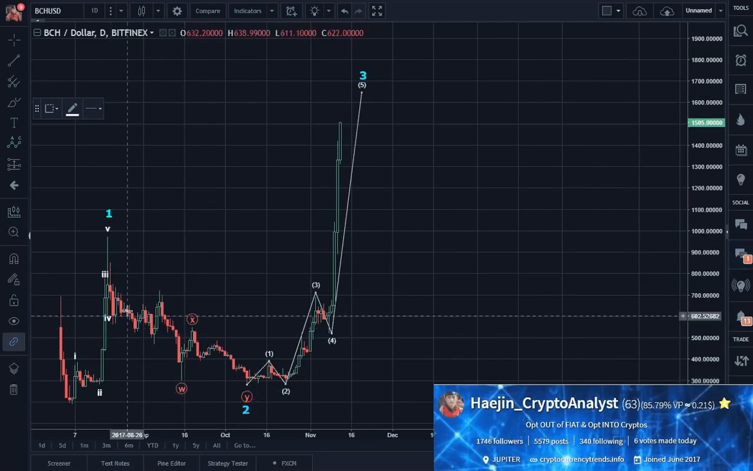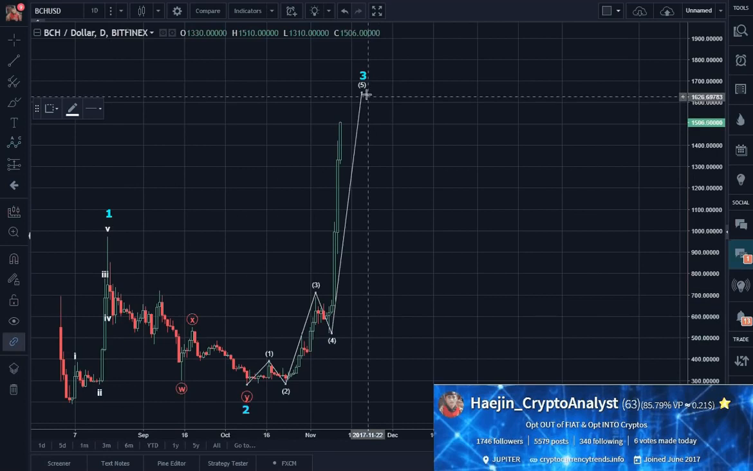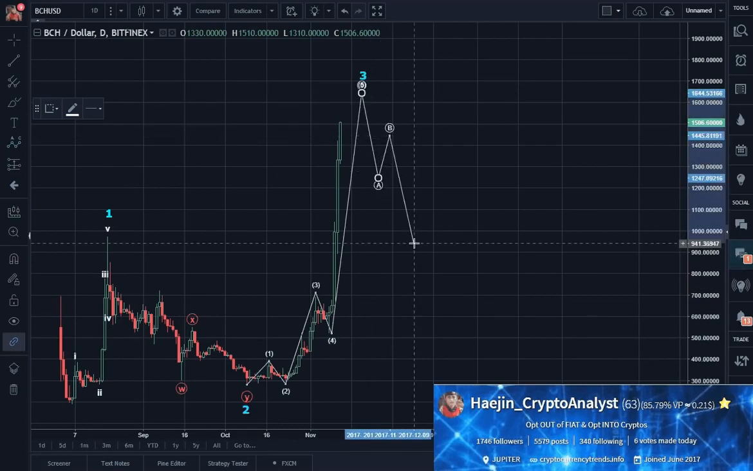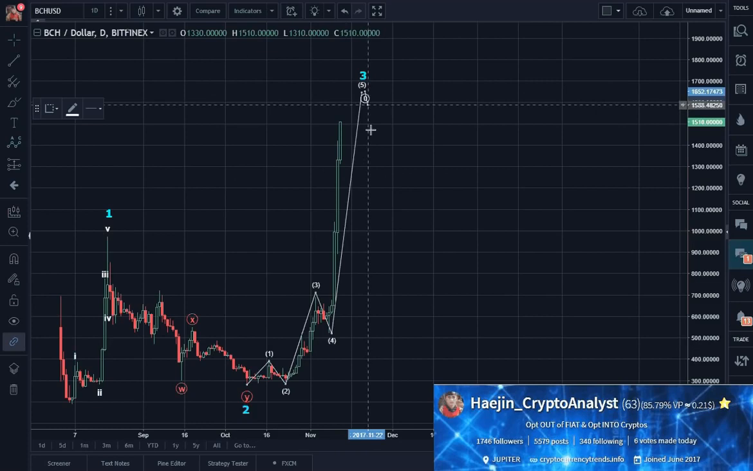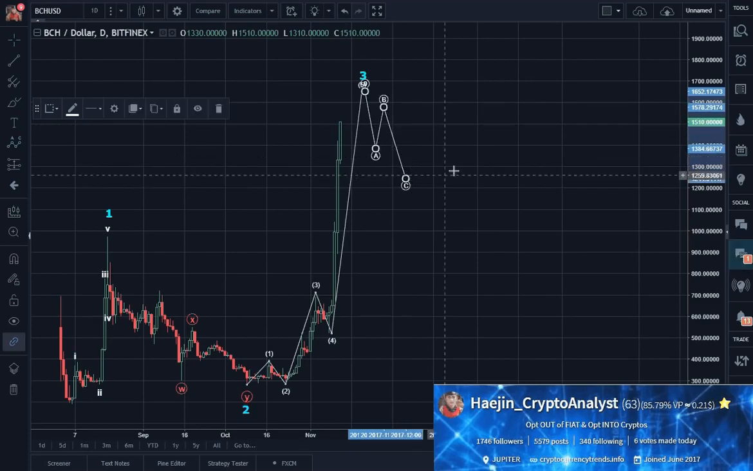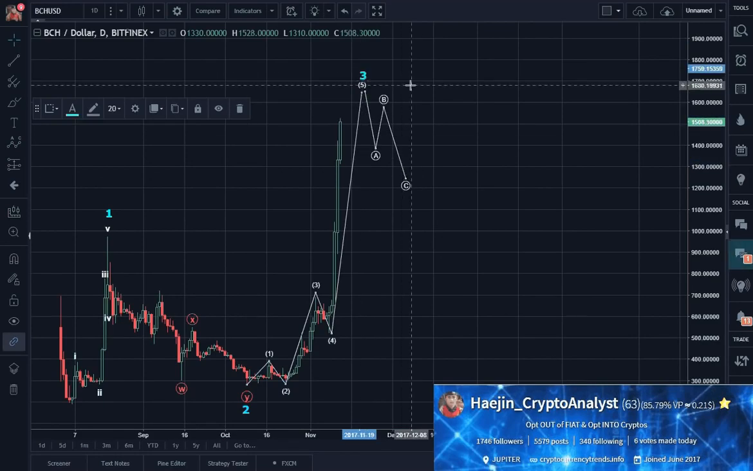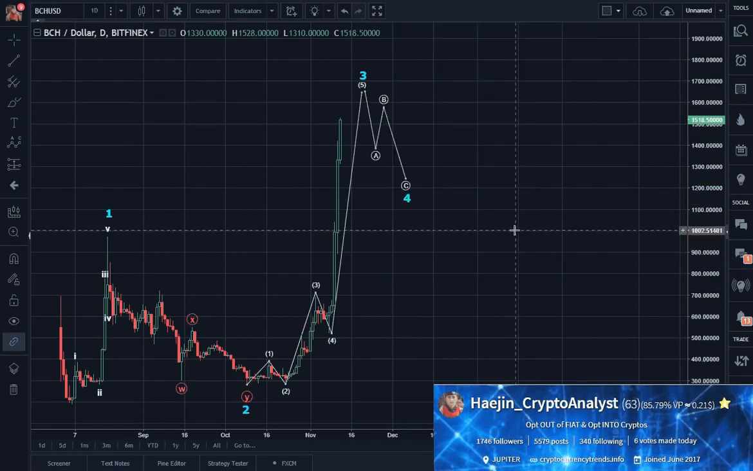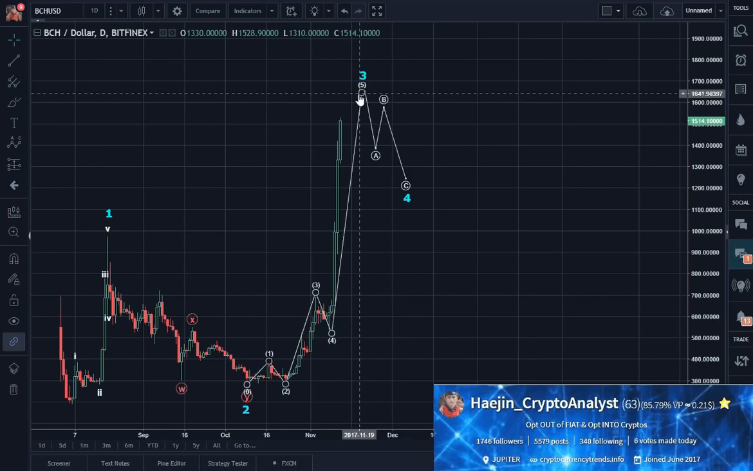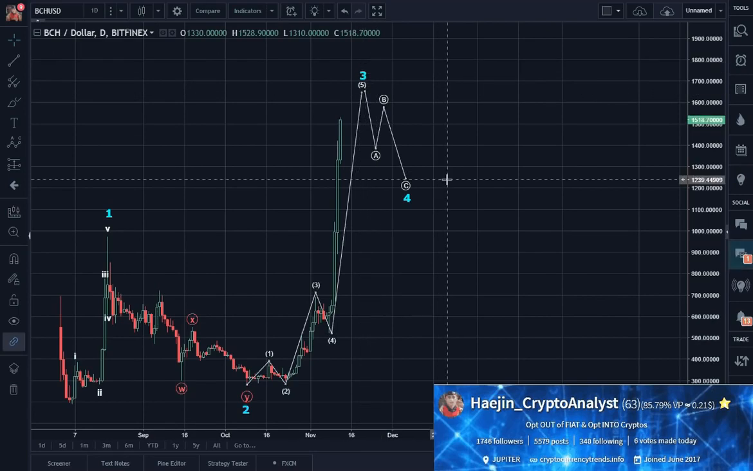Because wave 2 was very complex, WXY, as you can see, you will most likely get a very sharp, one more time, wave 4. And it won't, at least from an early wave point of view, if it's to remain as an impulse, which I think it will, it cannot and won't overlap with the peak of wave 1, which is 974. So once we hit around 1680 or so, we're going to see a correction towards maybe 1239.